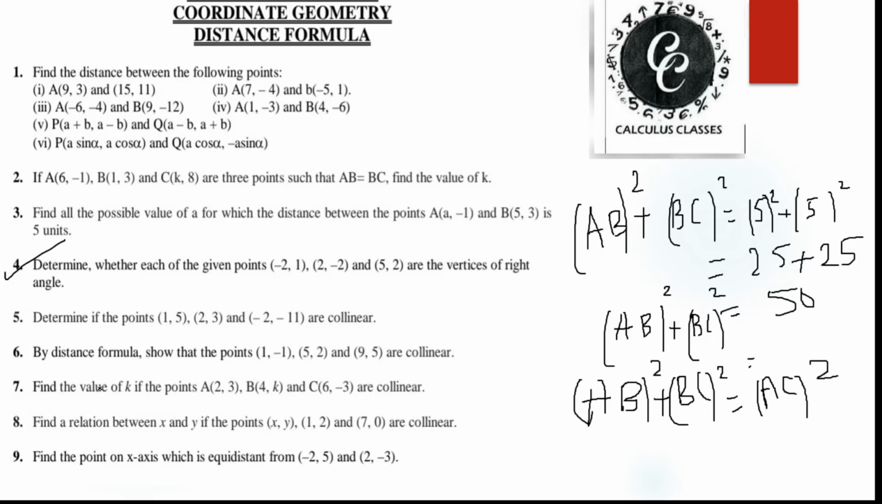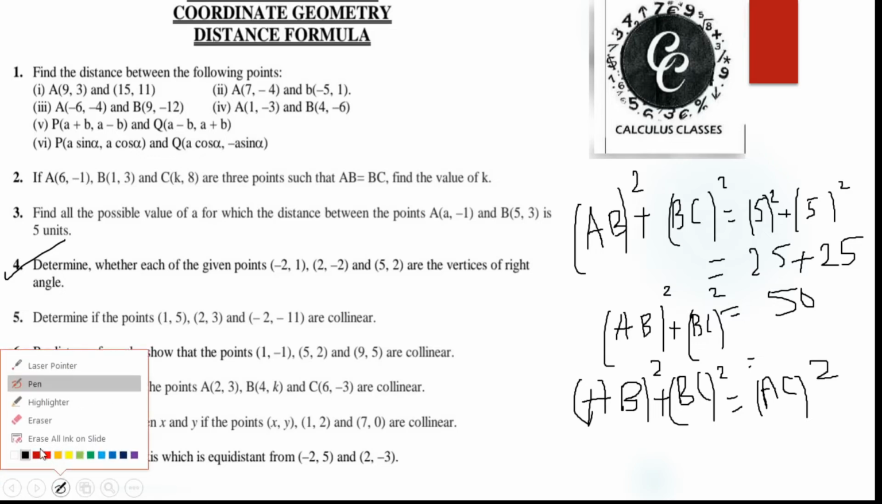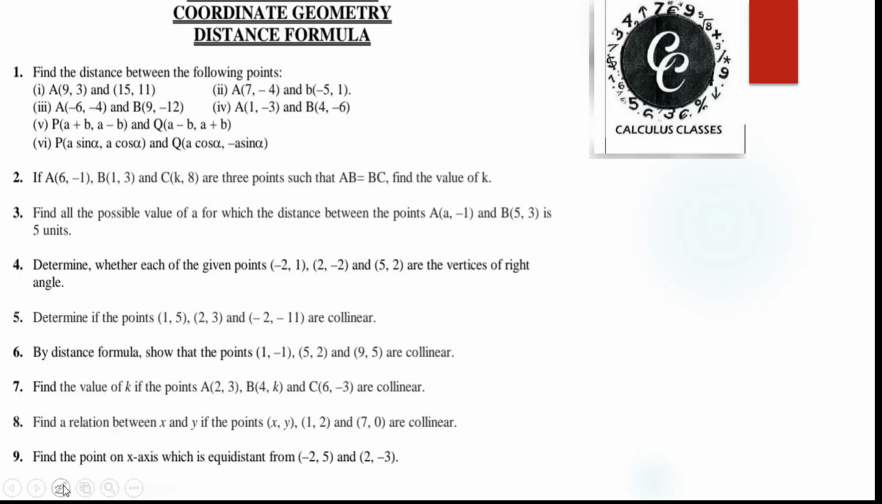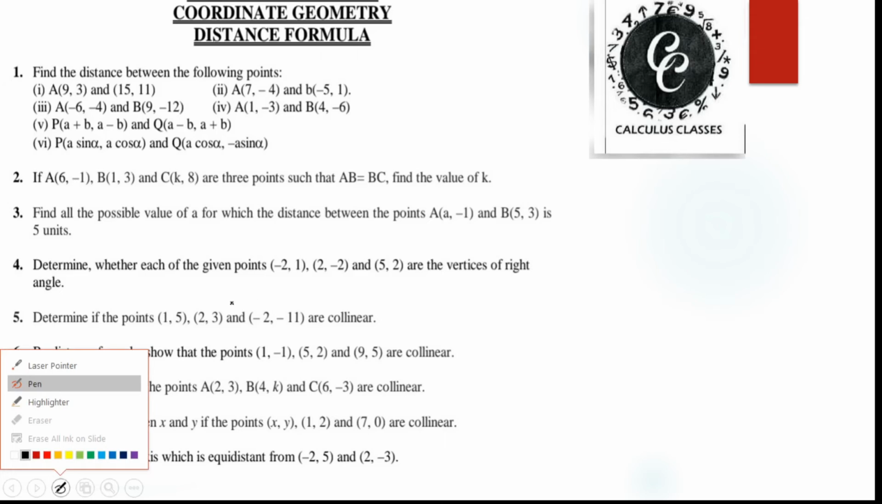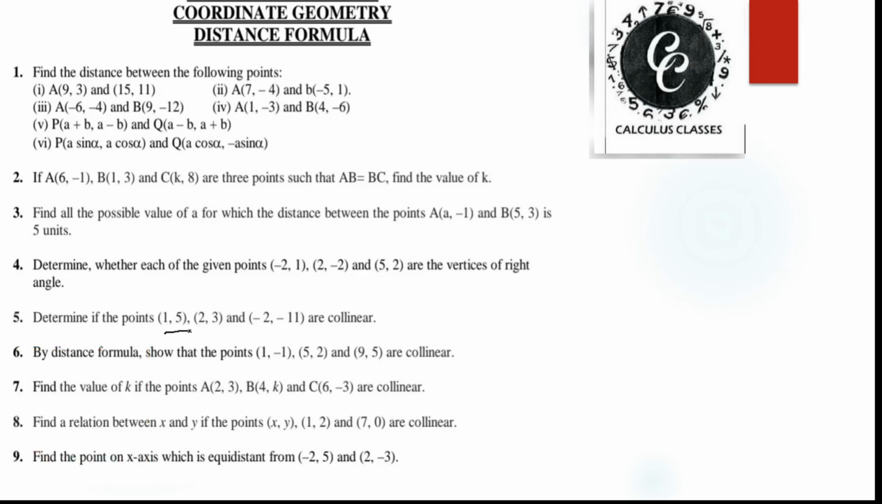And the second concept is collinear points. The same concept will be there in the case of collinearity. So I'm leaving collinearity for you, but I will tell you the concept. If you want to show these three points are collinear, you will take A, B, and C, find all the three distances, and check that the sum of any two will be equal to the third one. Then it shows that they are collinear.